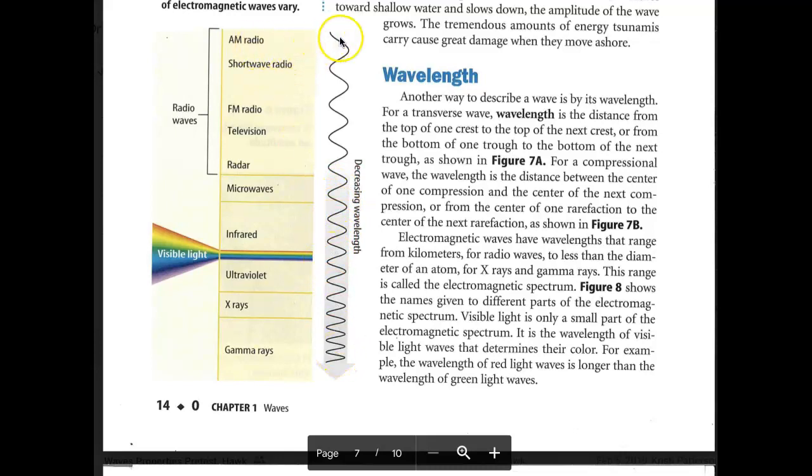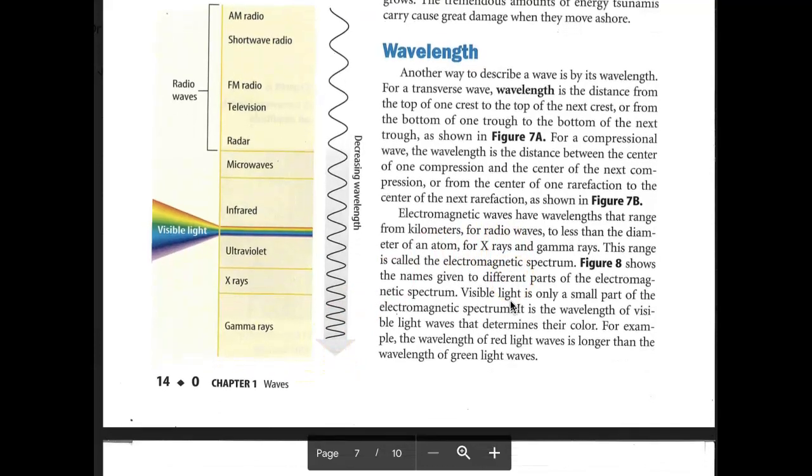Radio waves have very long wavelengths, and down to the X-rays and gamma rays, as they said, which are very, very short wavelengths. All right. So the electromagnetic spectrum, visible light is only a small part of the electromagnetic spectrum.